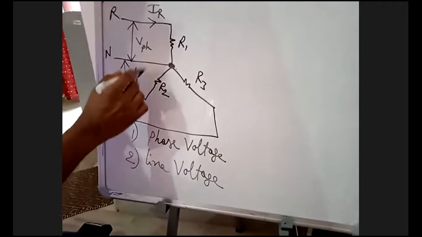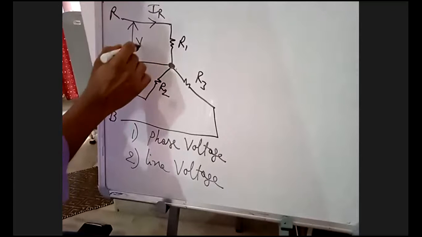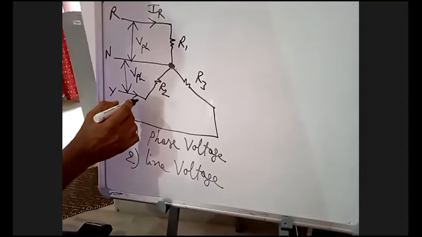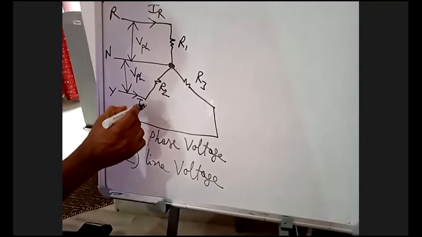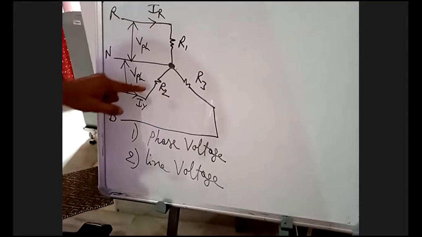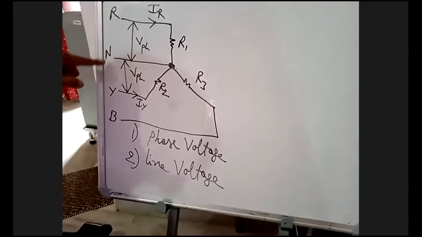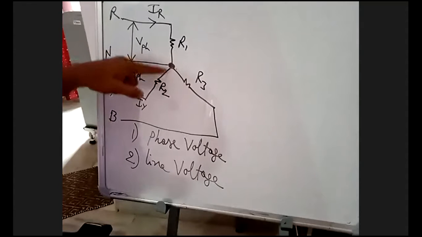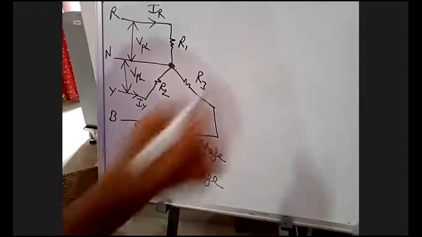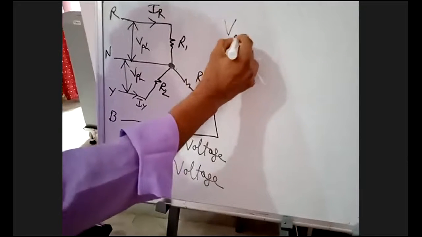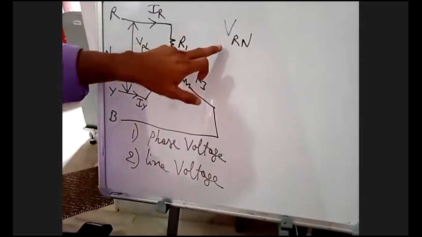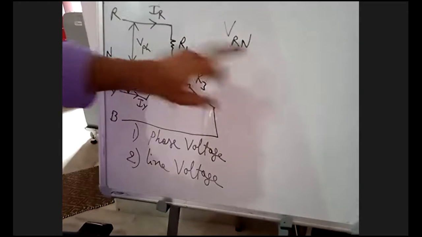This is also a phase voltage. I am taking the phase voltage VY. Let us take current IY. IY is the current flowing through the Y phase, then through neutral. Current is flowing from phase to neutral. In the first case, here I am taking VRN. What is the representation? Current is flowing from phase to neutral.